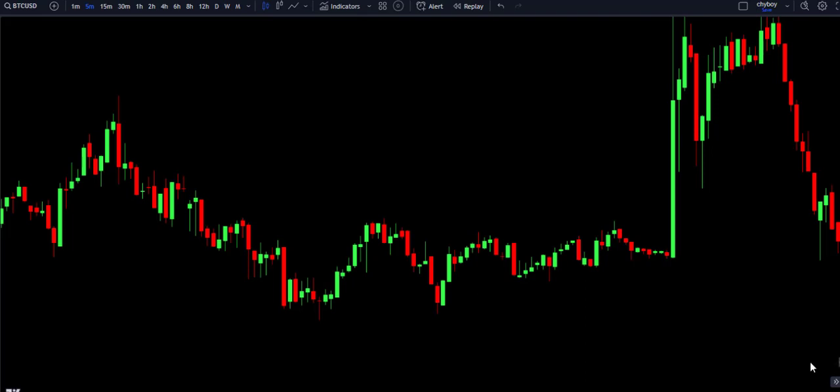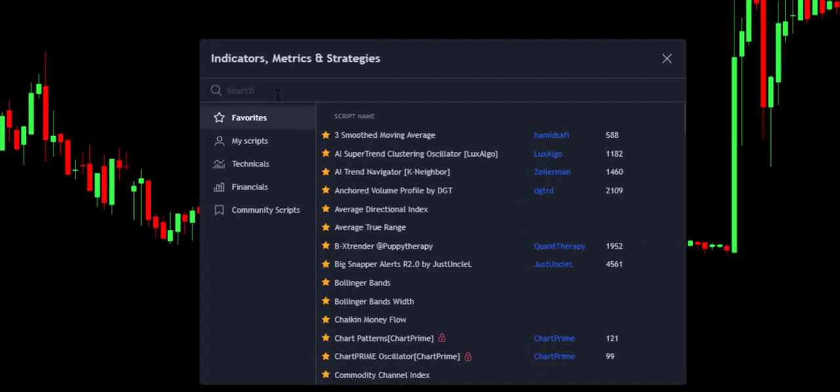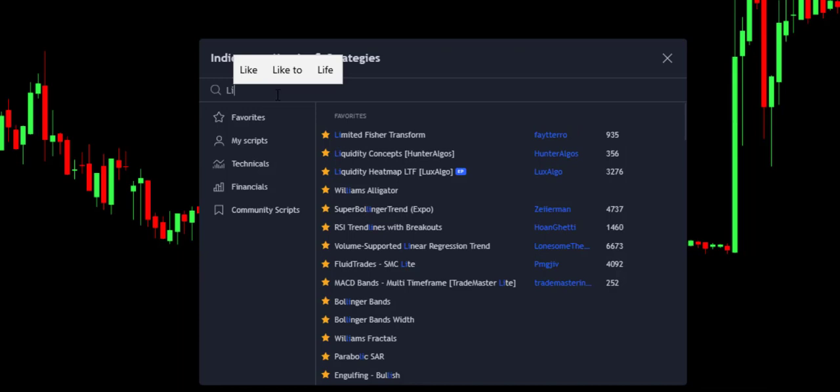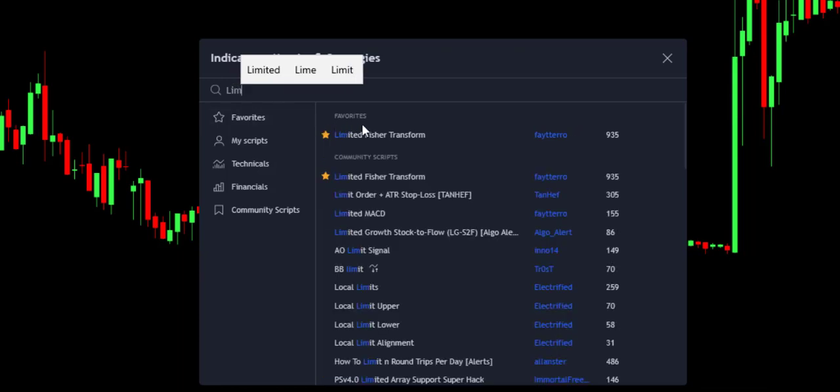Before we discuss more about this indicator, let's add it to the chart. To do that, we are going to navigate to the indicator search bar. There we are going to search for Limited Fisher. Select Limited Fisher Transform created by Fetero.